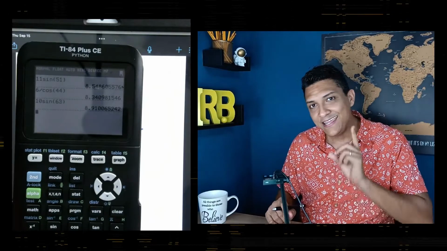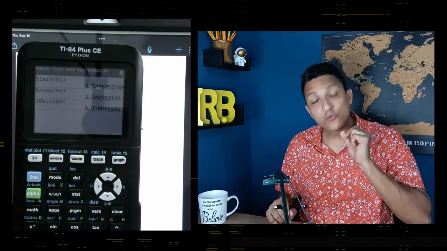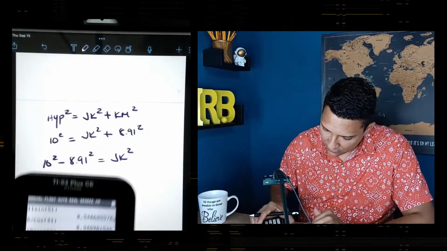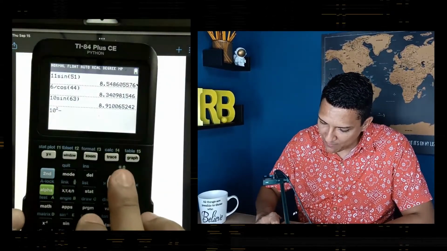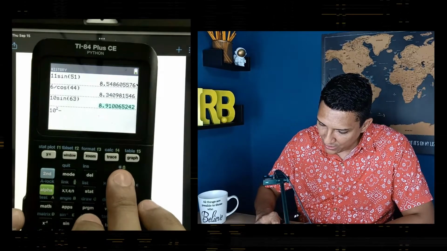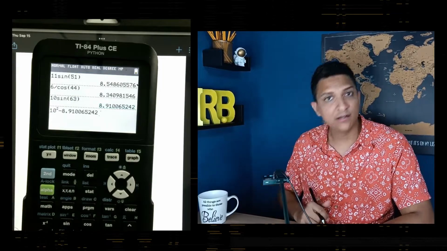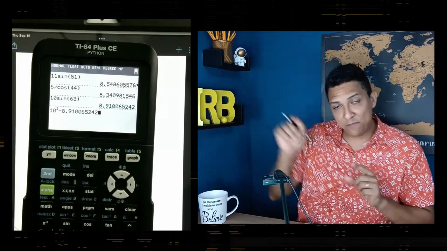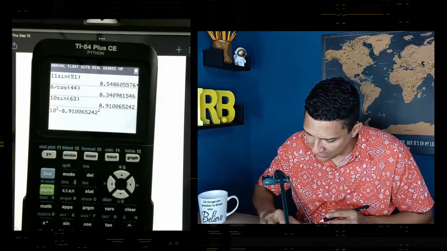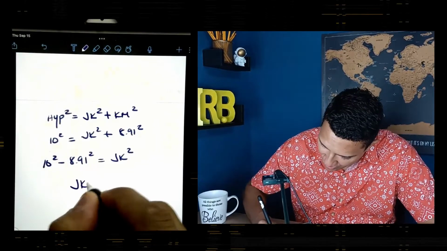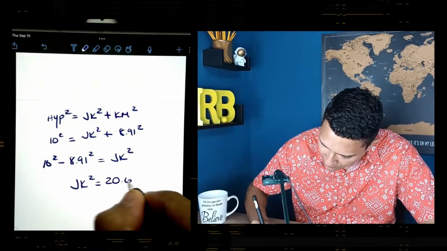That is important. In IB, there is a golden rule: you don't round intermediate calculations, just the very final answer. So what I'm gonna do is 10 to the second power minus, and with the cursor I'm gonna go up. Notice that I'm highlighting the previous answer. I'm gonna press enter. With that, I'm copying and pasting that number, and then square here, then enter. So notice that JK to the second power is 20.61.